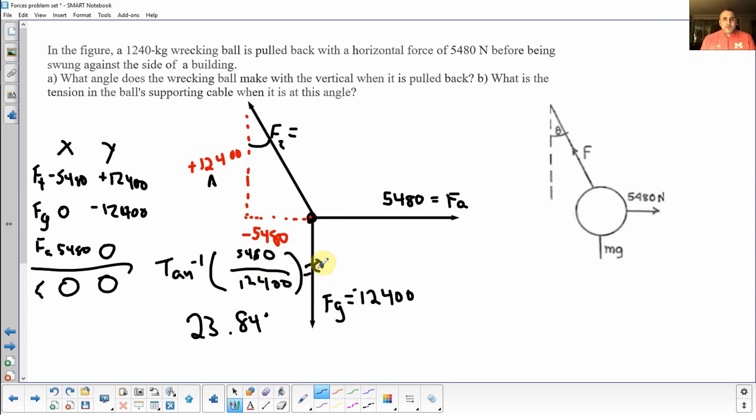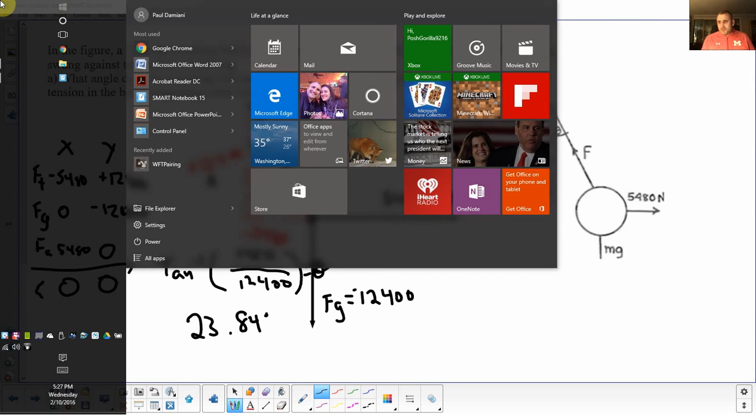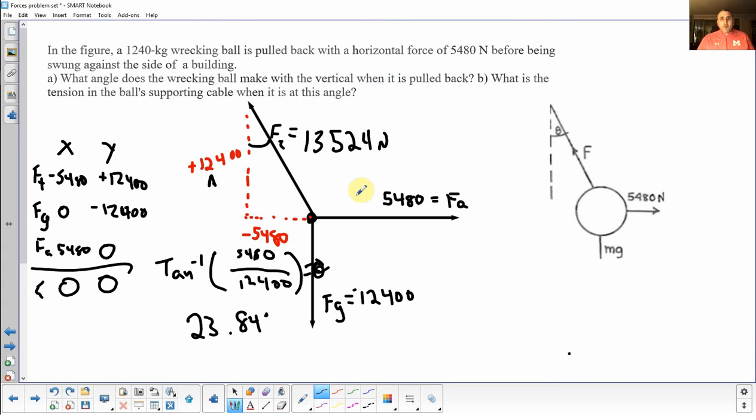All right, so that's the whole of what we're doing there. And then the other thing they want to know is what's the force of tension. Well, I have an a squared and I have a b squared. I could probably figure out the c squared, and I hope you guys can figure that out to be 13,524 newtons. I hope this one makes some sense.